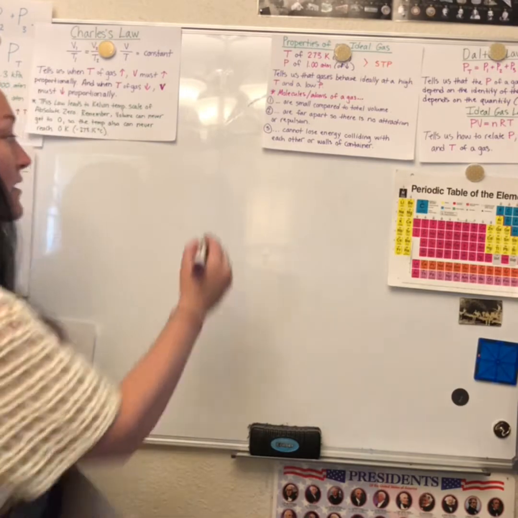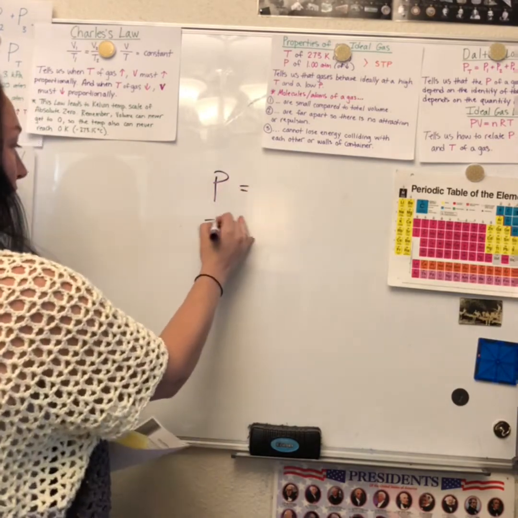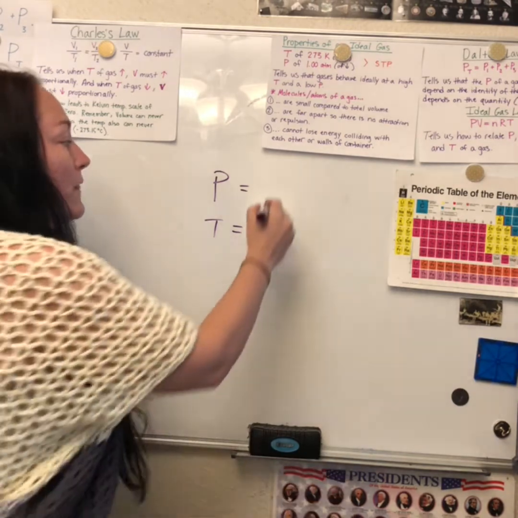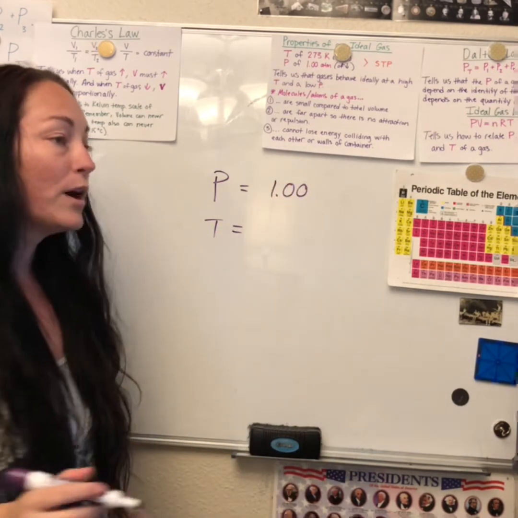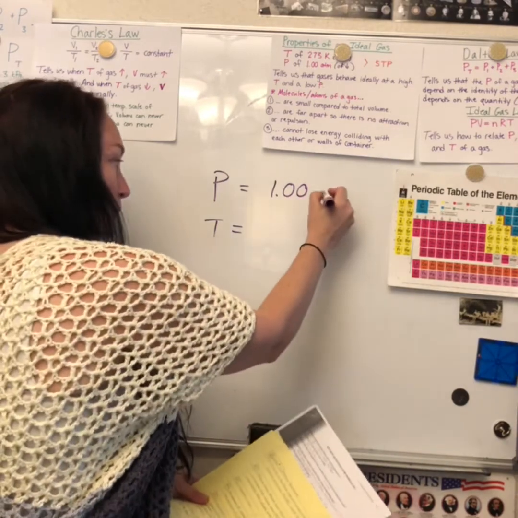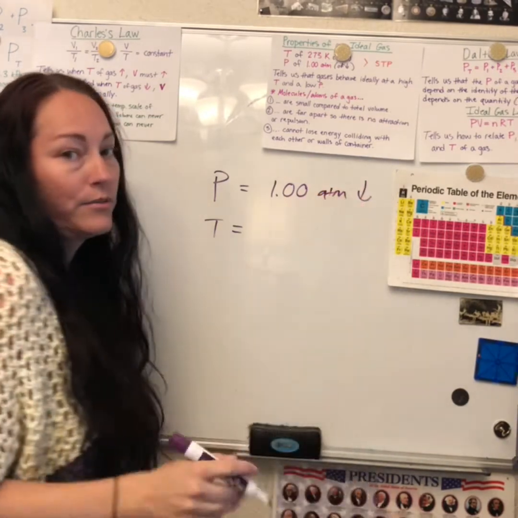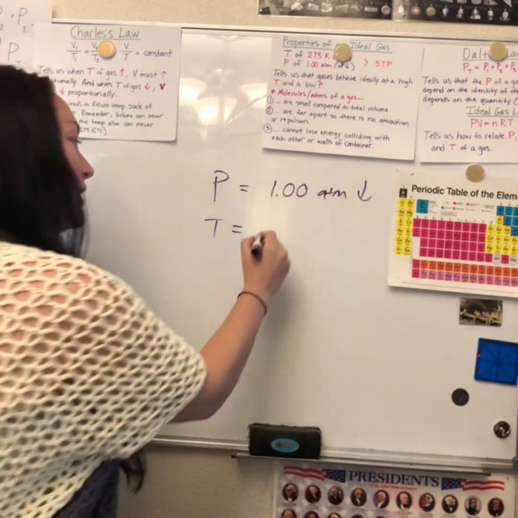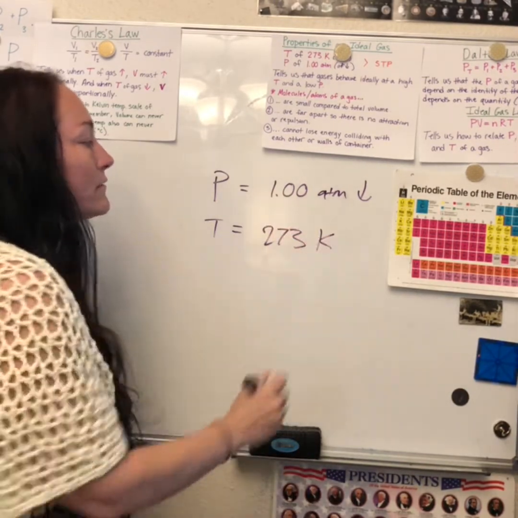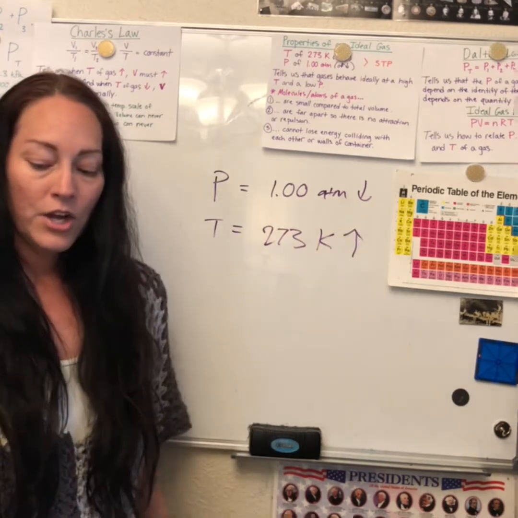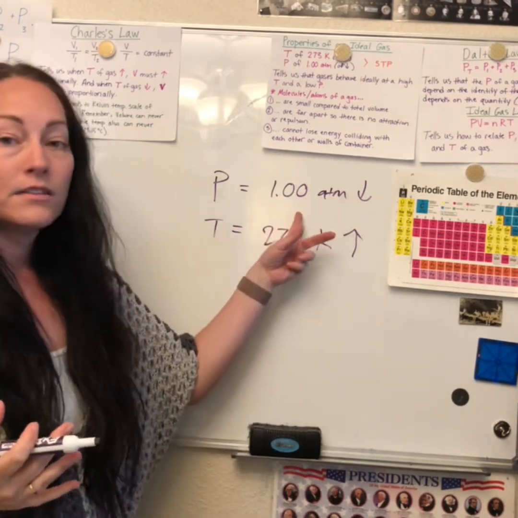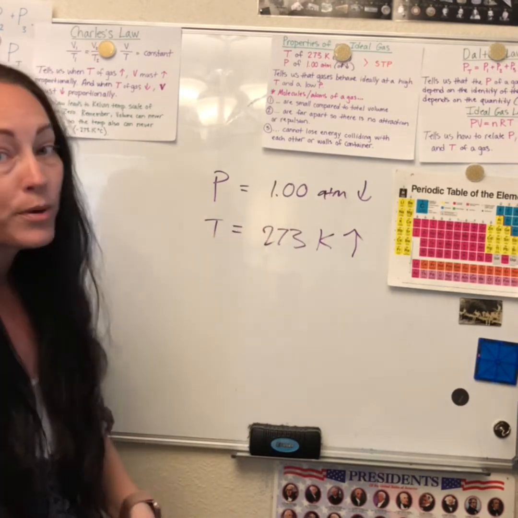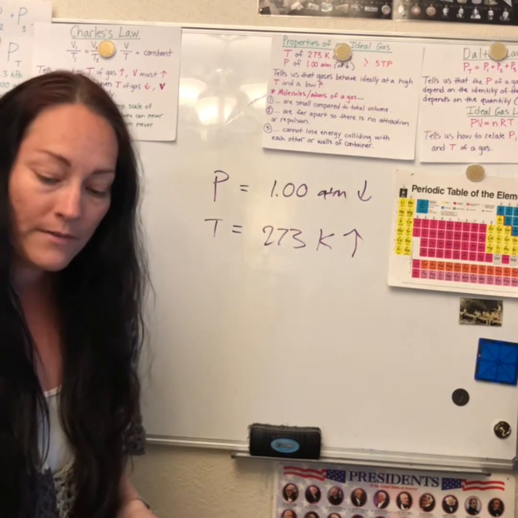Well, let's do pressure and temperature. We know that a gas behaves really well when the pressure is 1.00 atmospheres or lower. We want that pressure to be low. And for the temp, we want it to be 273 Kelvin or higher. So really, we would say that we would want low pressure, high temperature, okay?